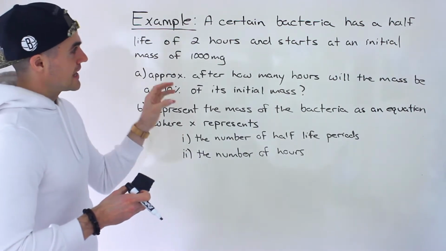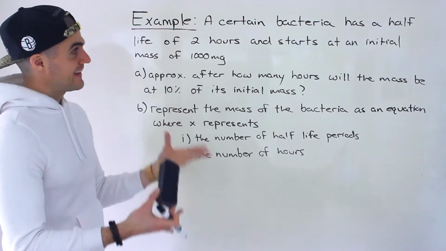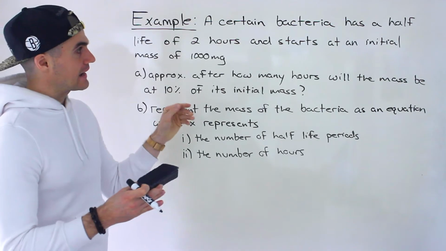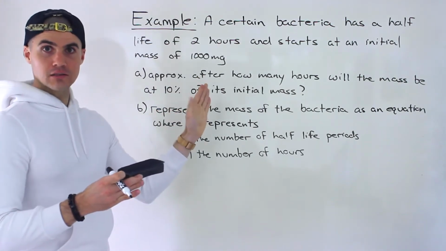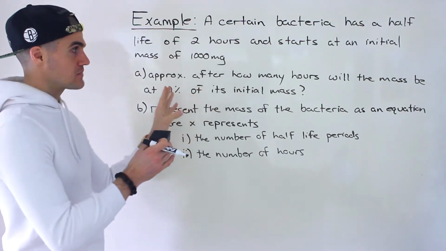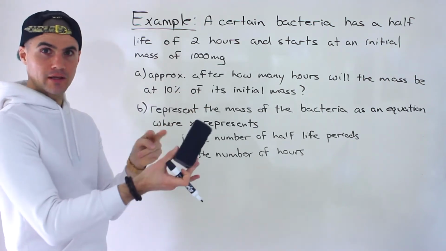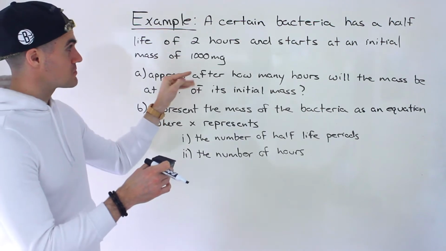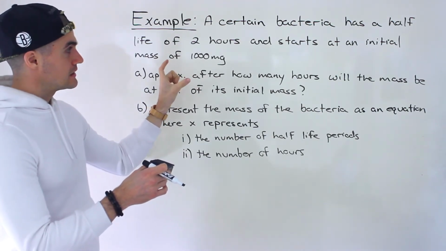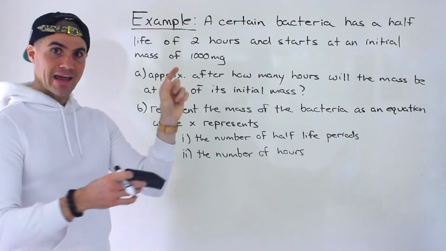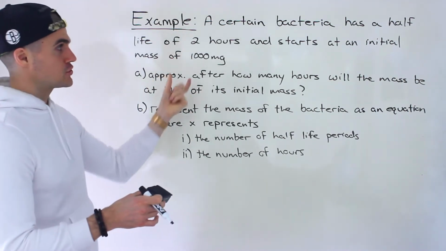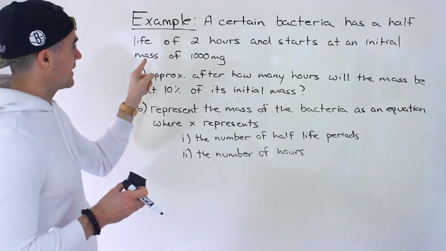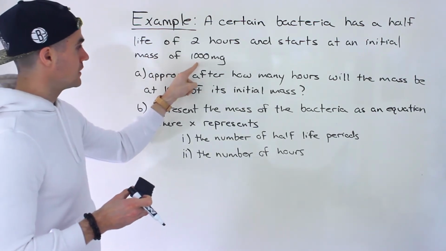So what's happening is we have a certain bacteria again, but in this case, it has a half-life of 2 hours, meaning that instead of growing like the previous bacteria, where we had 2 that were doubling, this one is decaying because it has a half-life of 2 hours, meaning that it's decaying by half of its amount every 2 hours. We're going to show what that means in a table soon. And then it also starts at an initial mass of 1,000 milligrams.